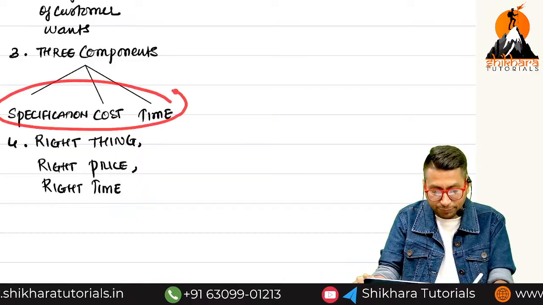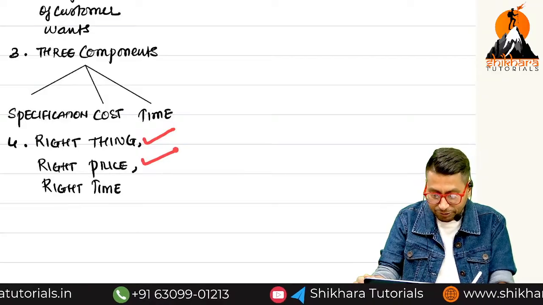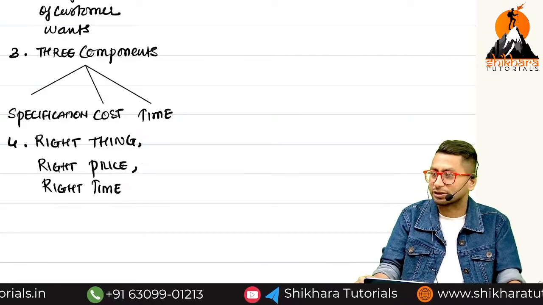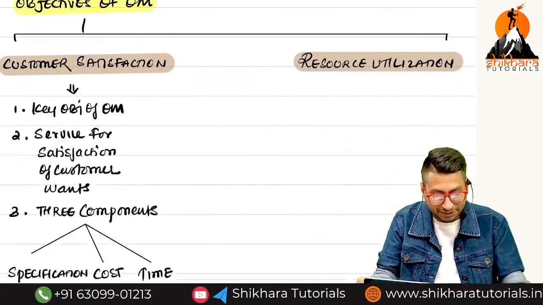In simple words, we can sum it up like this, right? I should provide the right thing to the customer, at the right price to the customer, at the right time to the customer. I hope you remember that biryani example. So that is it. Then comes what?